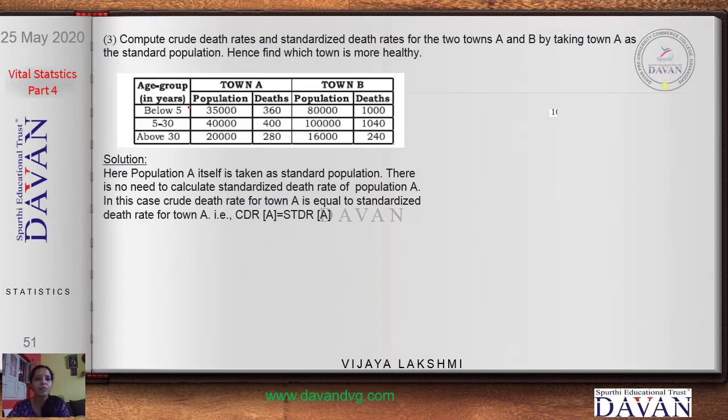Look here. Compute crude death rates and standardized death rates for the two towns A and B by taking town A as the standard population.